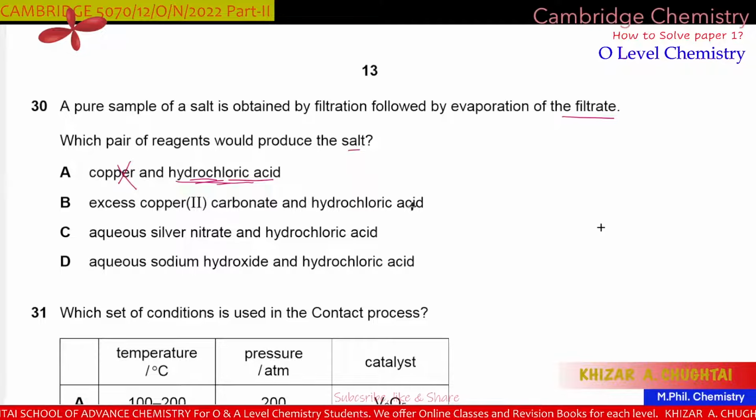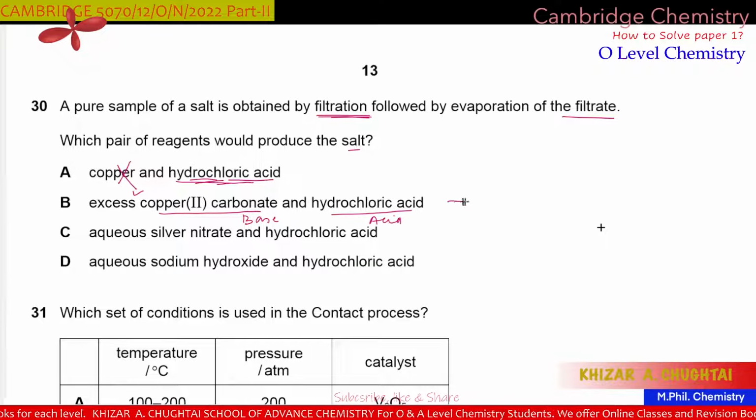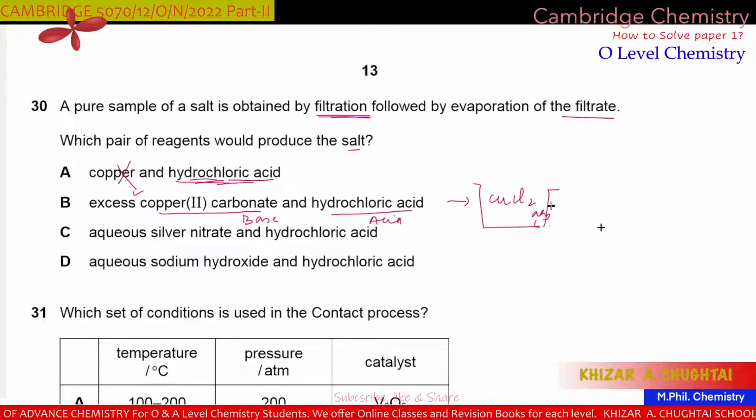Excess copper 2 carbonate and hydrochloric acid. Yes, it could be. Copper 2 carbonate is a base. Hydrochloric acid, as the name indicates, is an acid. The excess is filtered out. First of all, we separate it by filtration. Then the filtrate has CuCl2 aqueous. Then we use the evaporation method to collect a dry sample of CuCl2. Yes, it could be, and it's a correct option.